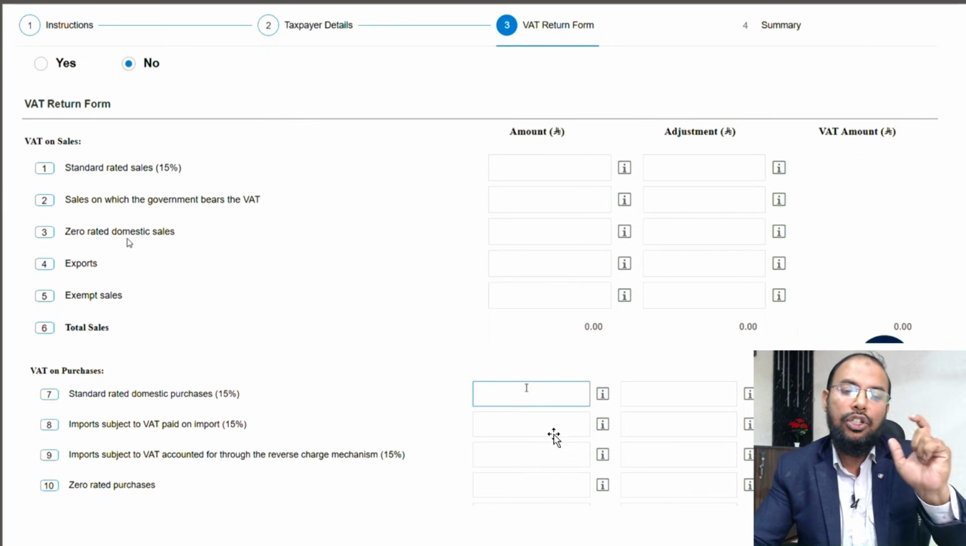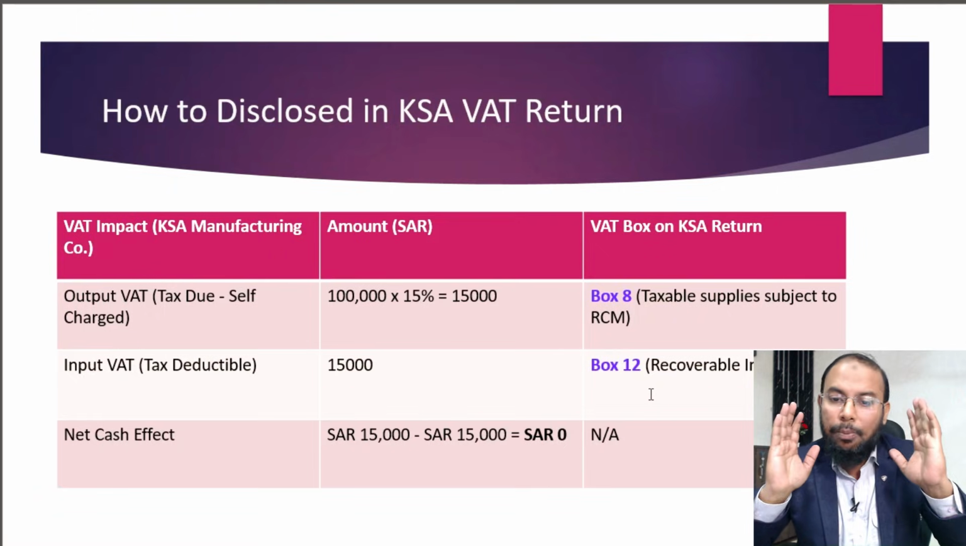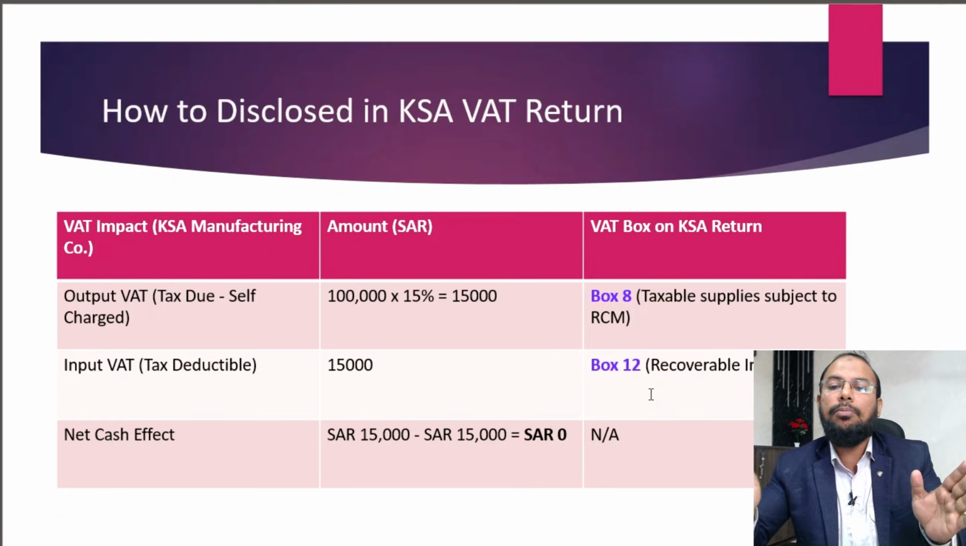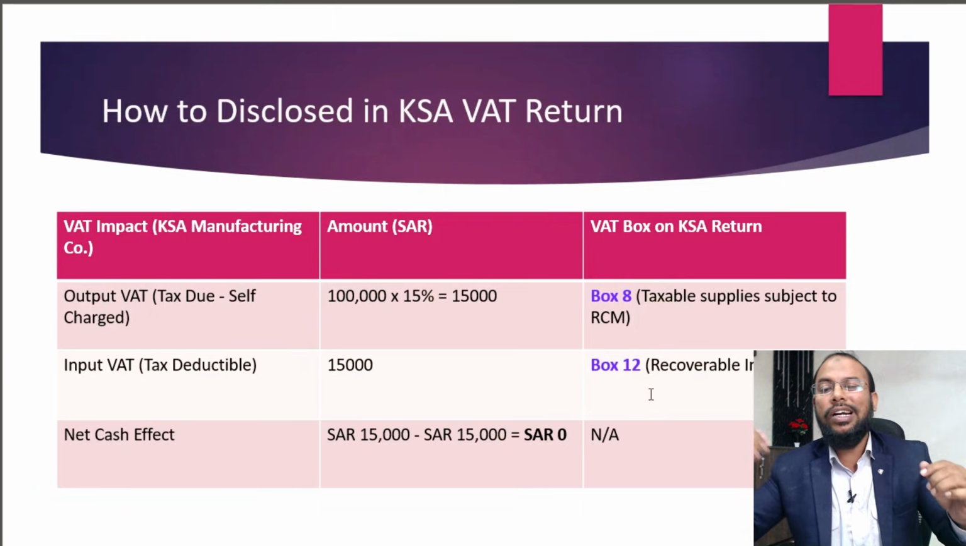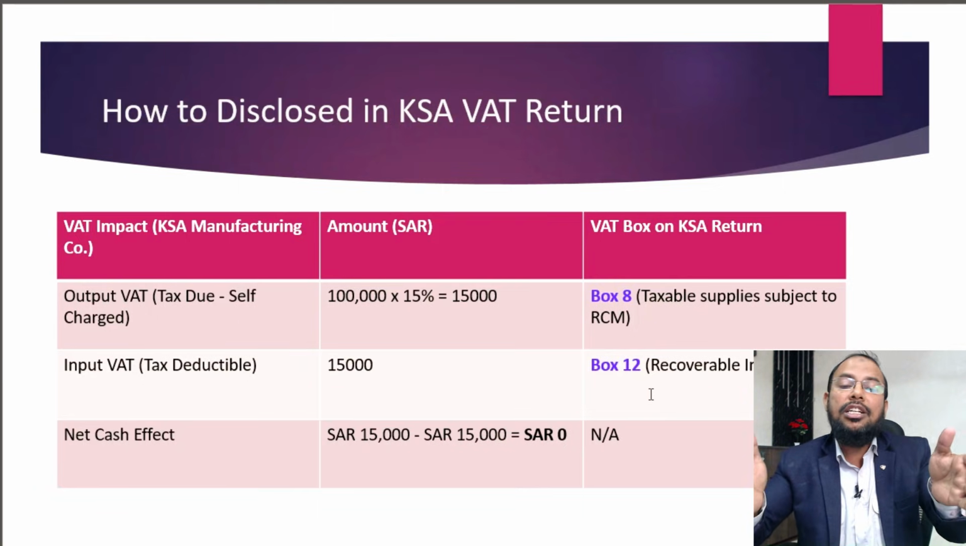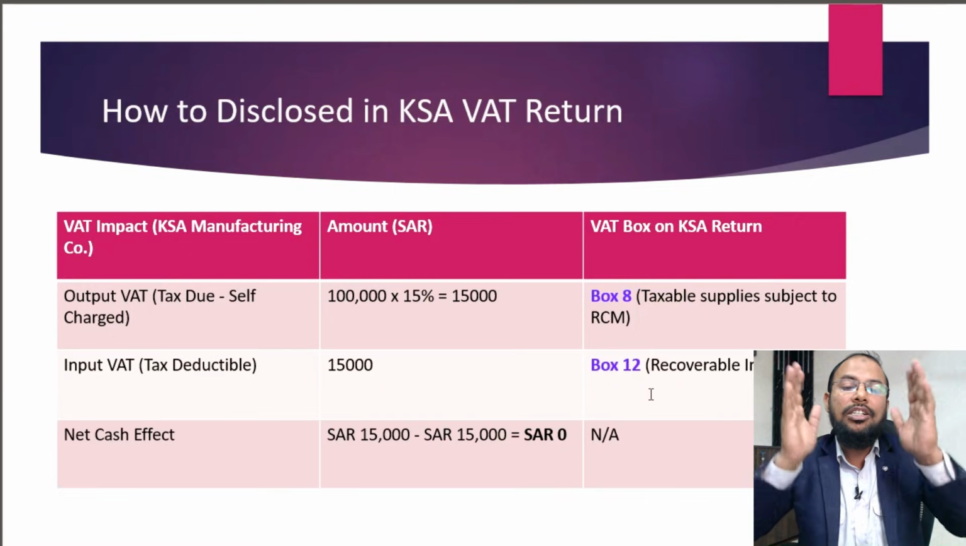Here, this box you need to select. Then you need to select the box for taxable supply subject to RCM. And second, because you already paid VAT, but this is under RCM, because this is not on you.